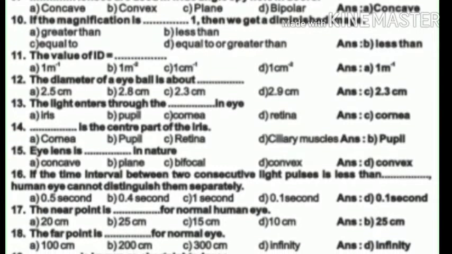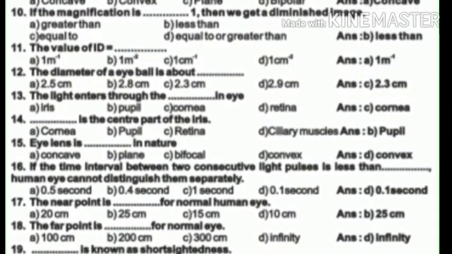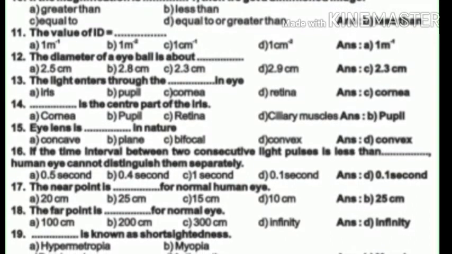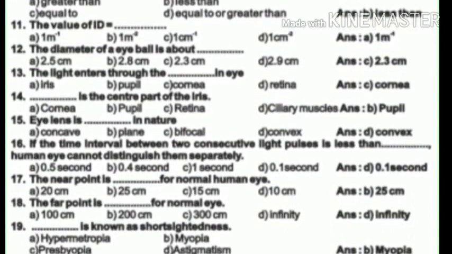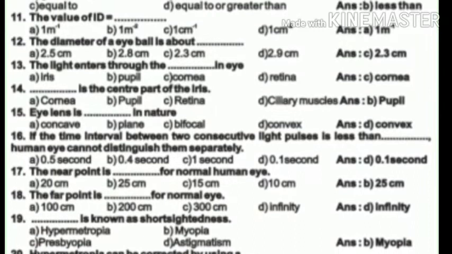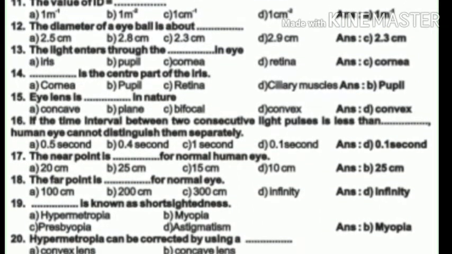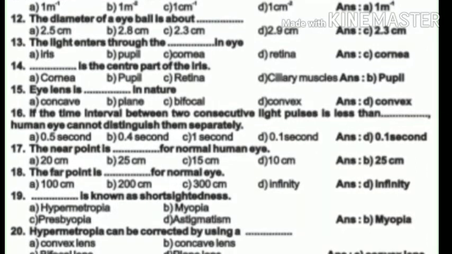Option C, cornea. Dash is the center part of the iris. Option B, pupil. Eye lens is dash in nature.